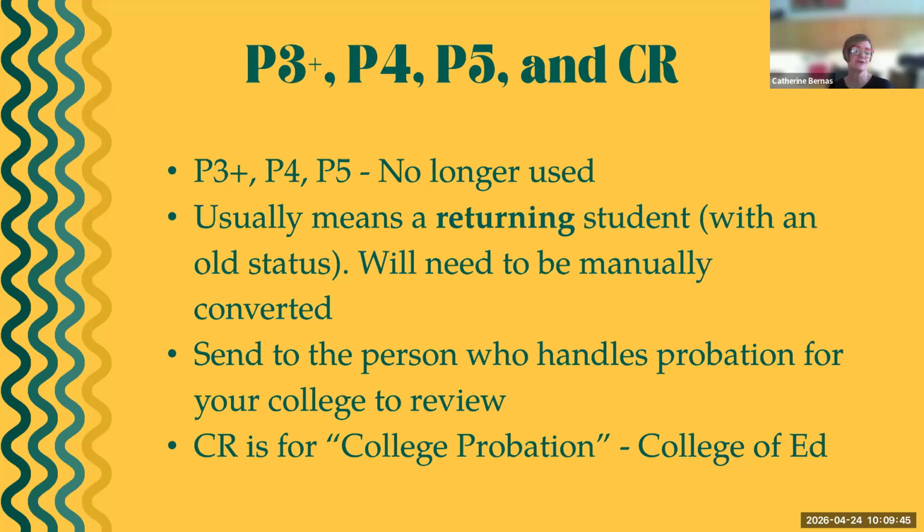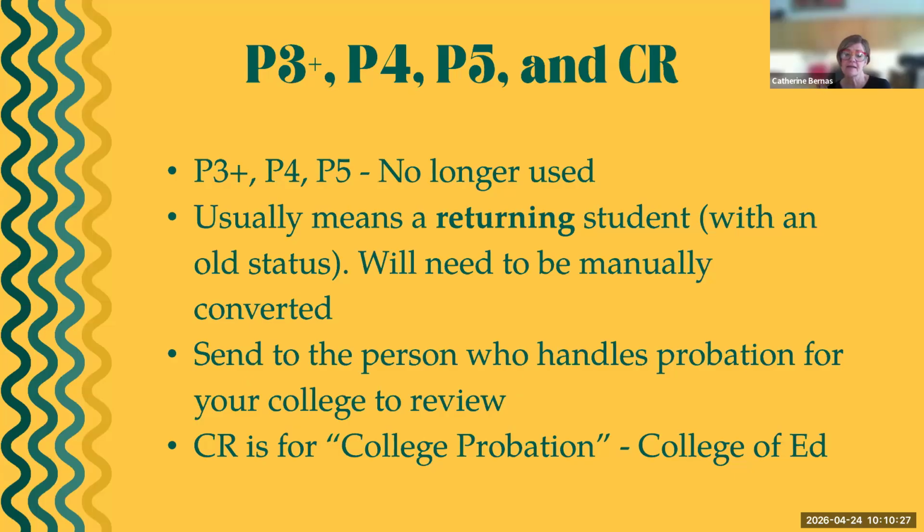But if you have a student returning from a long time ago, and you see P3 plus or P4 or P5, that to me says, oh, this student's coming back from a long time ago when we used to use those statuses, and we need to manually calculate what the status should be in our current nomenclature. Should they be an AE? Should they be a P3? Should we change them to something that would allow them to be part of what we normally see when it comes to statuses? And so your probation person will be able to manually adjust that.